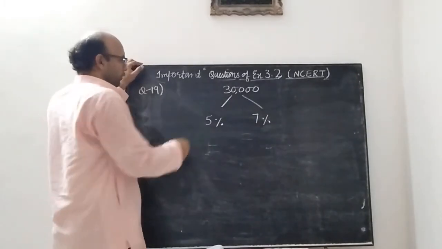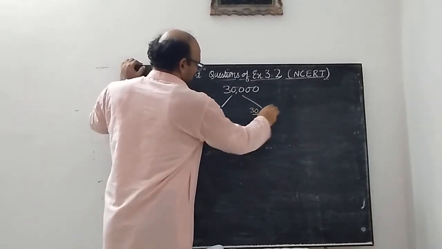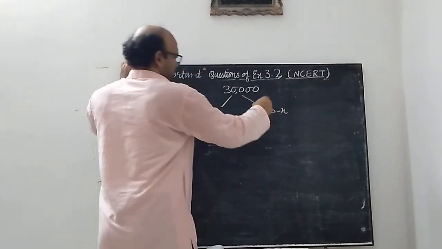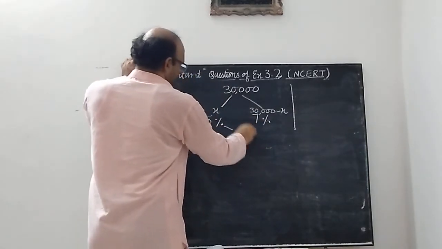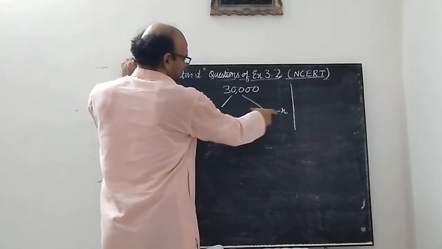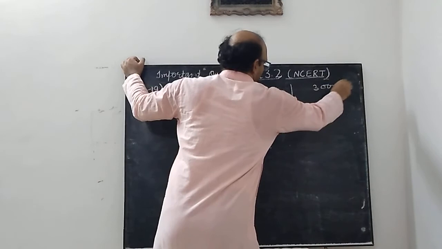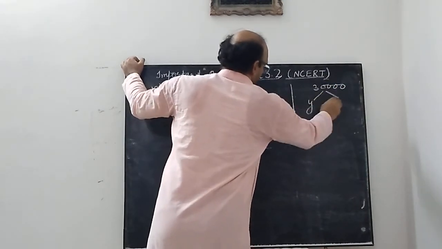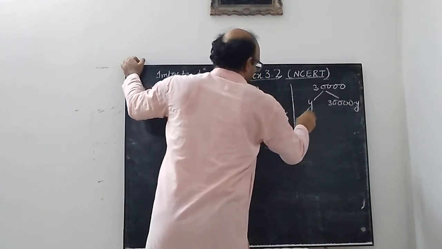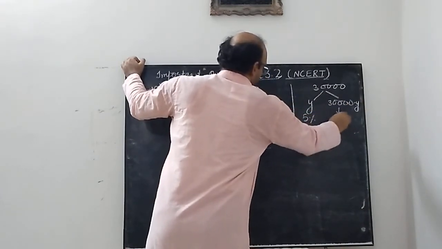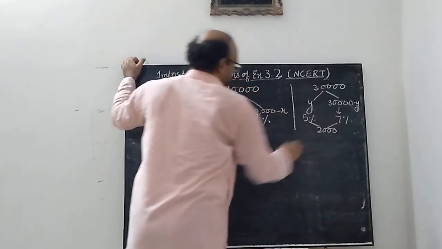So what we do is, in the first case we take one investment to be x, and the other comes out to be 30,000 minus x. On solving, we must have 1800. So 5% of x plus 7% of this should be equal to 1800. In the second scenario, we again have 30,000. We take the two investments to be y and 30,000 minus y. On this one we are getting 5%, on this one we are getting 7%. In totality we must have 2000.